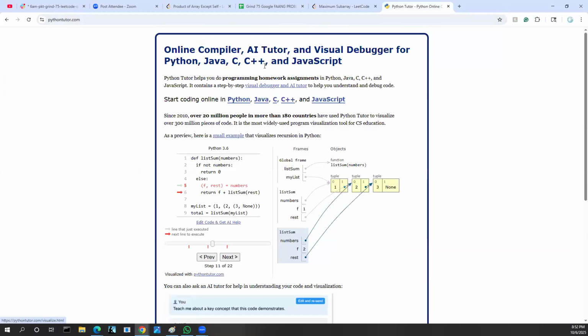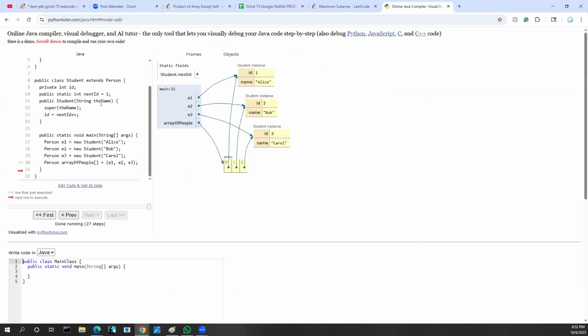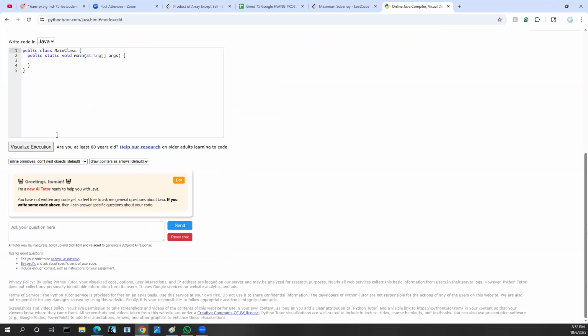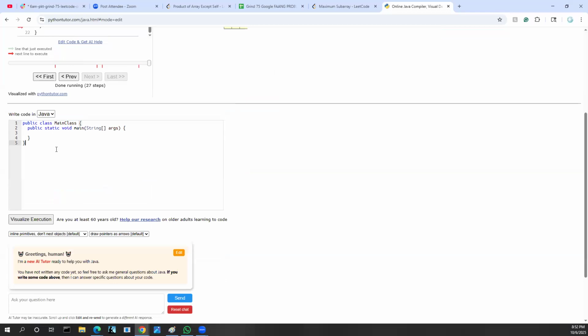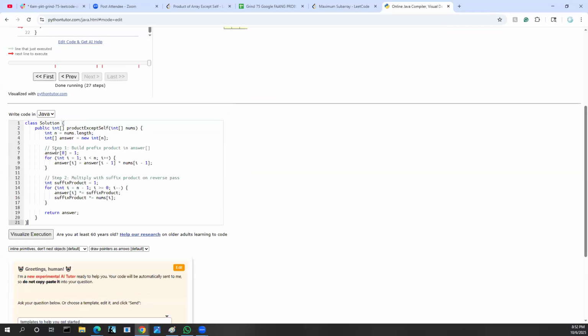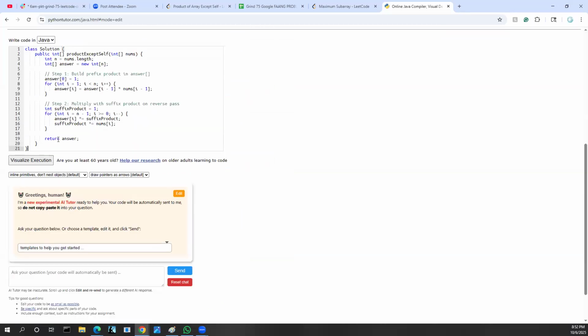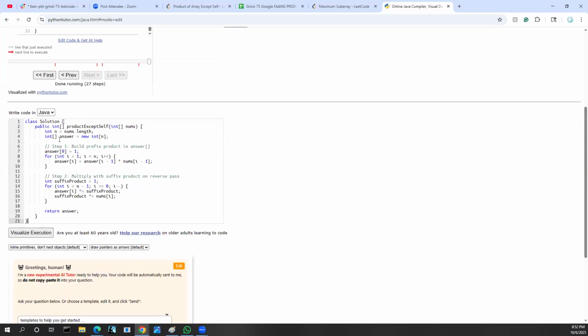Okay, what do I do here? Select Java right here. Start coding online. And edit code. Yes, right here. Select all and replace your code here. And then put an example right after the code, like we have on LeetCode, nums of array 1, 2, 3, 4.